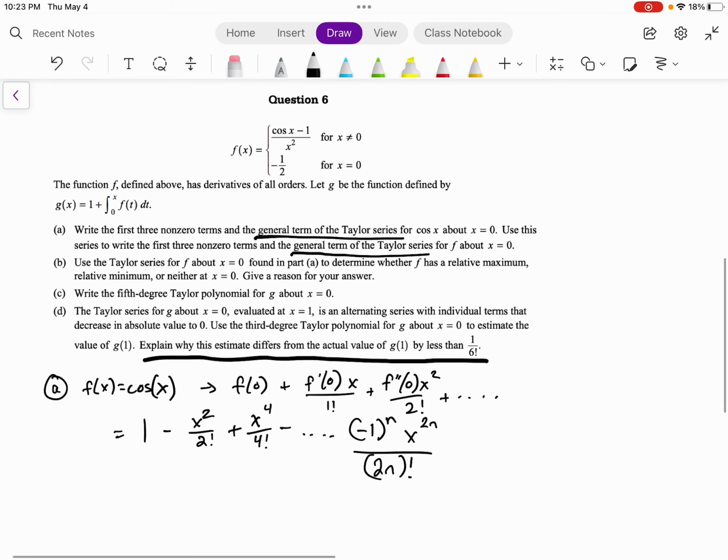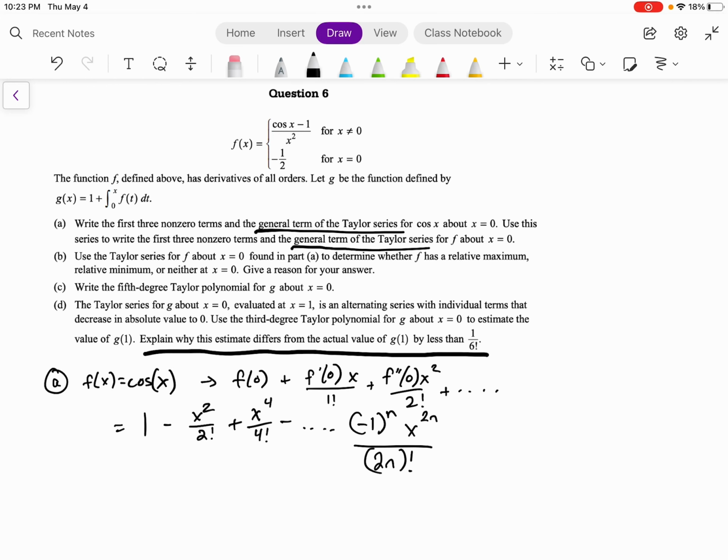So that's the first part, and then the second part of A uses series to write the first 3 non-zero terms and the general term of the Taylor series for f about x equals 0. Okay, well this takes a little bit of thinking. For f at 0, we're going to have something a little different. So this is fake f. Here's real f. Let's think about this. We have cosine of x minus 1 over x squared.